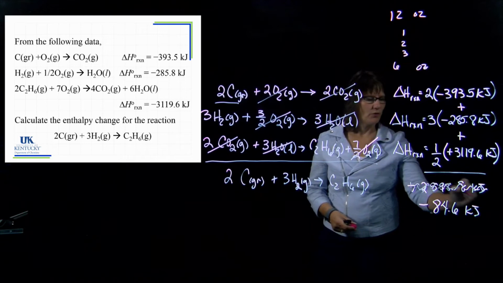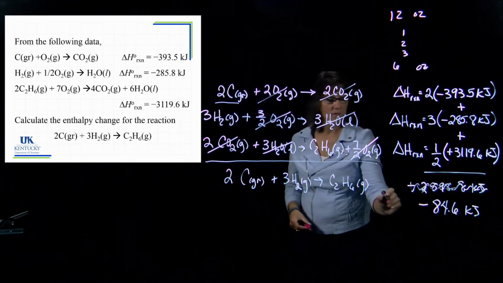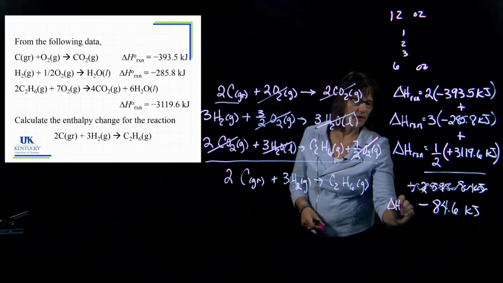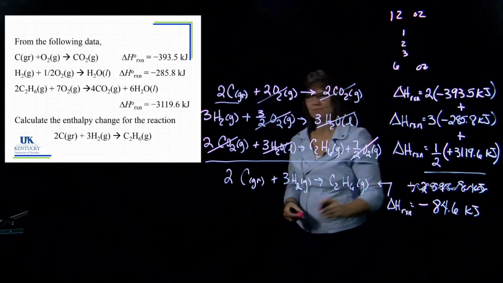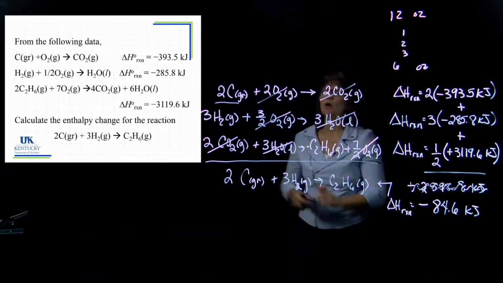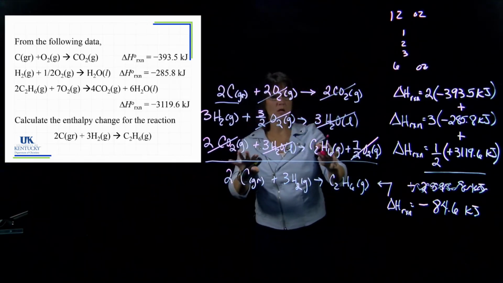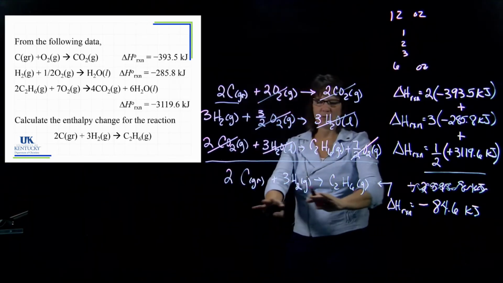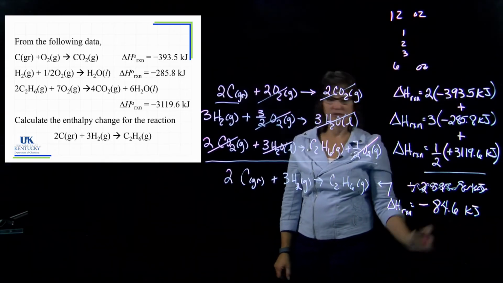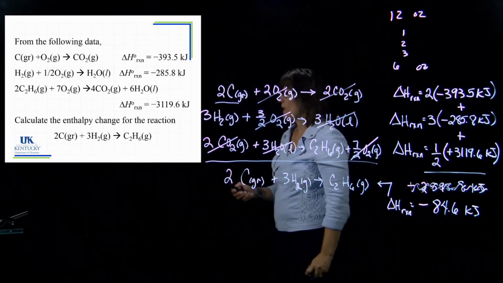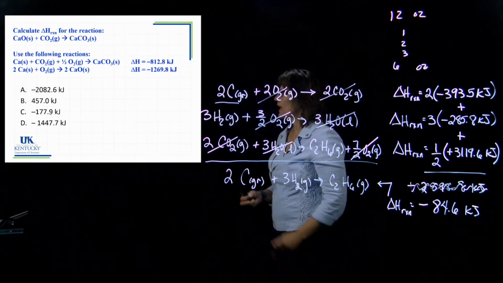Okay, so that is the delta H for the reaction that I have right here. So that's Hess's law, seeing the equations, manipulating them to form the equation you're looking for, adding the delta H's to get the delta H that you're looking for. Okay, now you get to try one. Here we go.